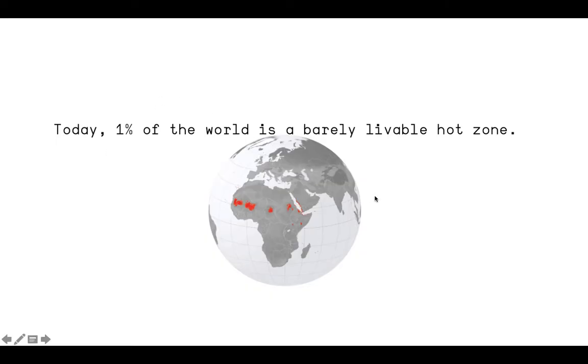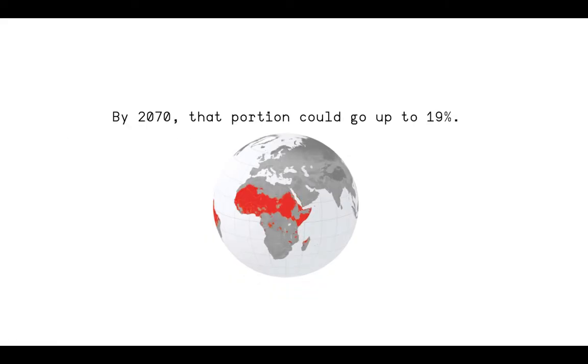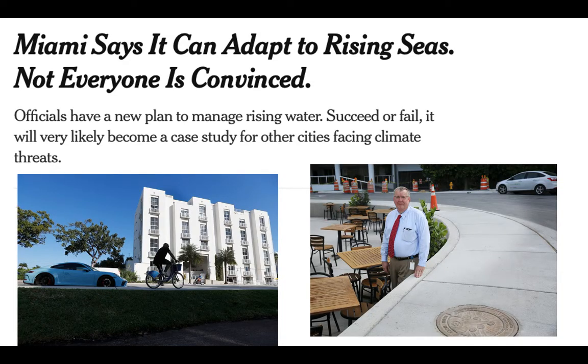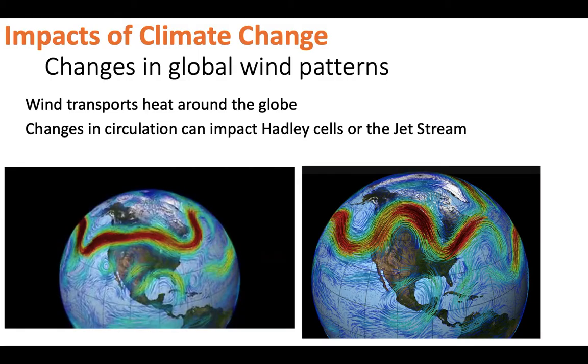Today, 1% of the world is in a barely livable hot zone, too hot to survive. By 2070, that could go up to 19%. So we're going to see a large change in the areas of the world that you can't live in because it's too warm. And places like Miami that are in danger due to coastal flooding are doing things like raising their sidewalks and building generators and seawall barriers and stuff like that. You can see some raised sidewalks here and here, but these are short-term solutions to a long-term problem.